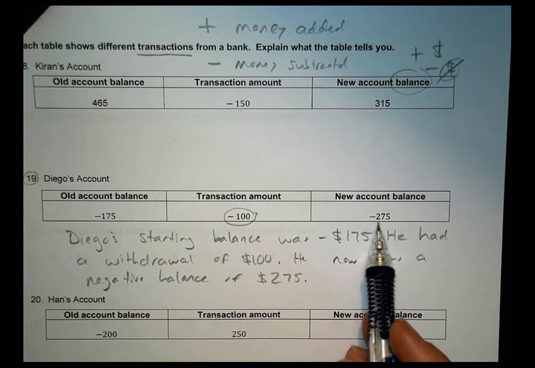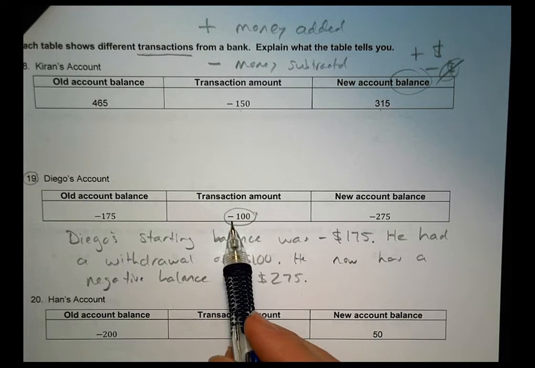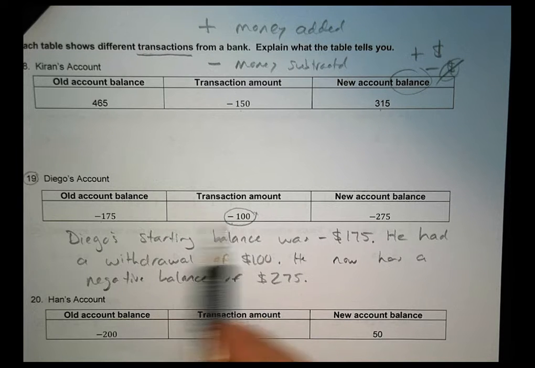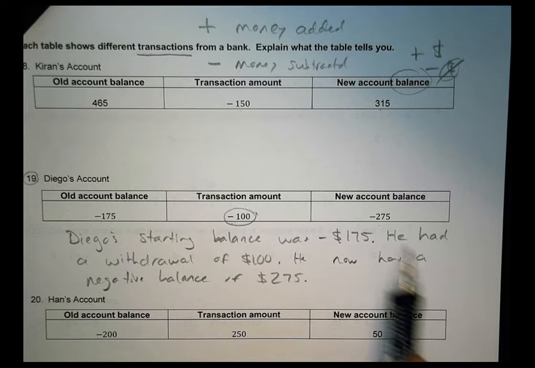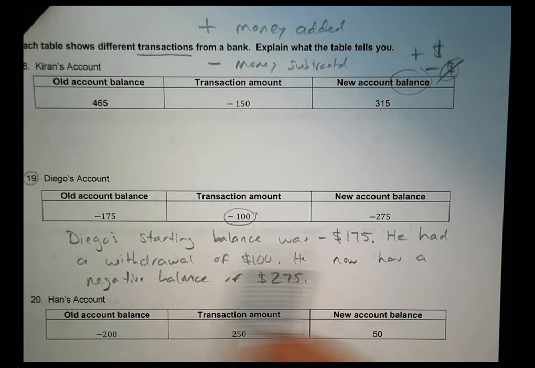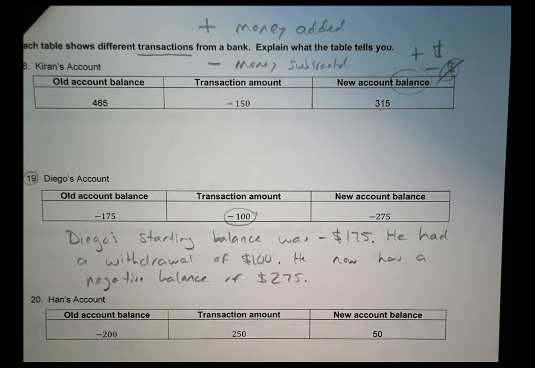It's like now he owes the bank. He already owed the bank $175. He took out more money, so now he owes the bank $175 and $100 more to make it $275. So what we're looking for here is just to write down an explanation of what is taking place with this transaction for 18 and 19 as well.